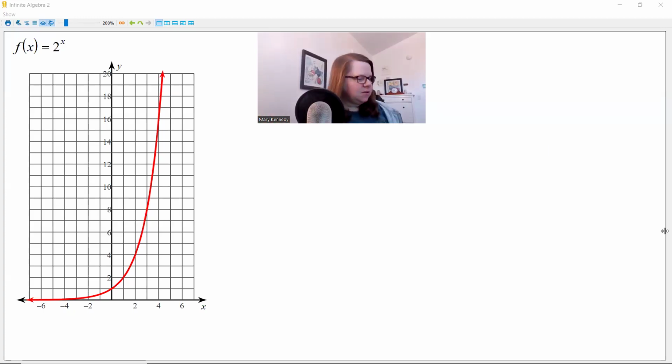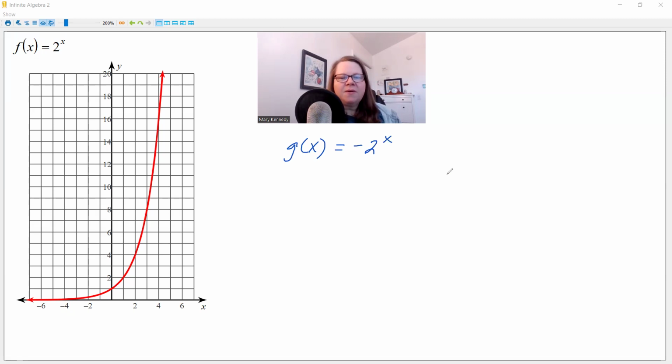All right, let's talk about some transformations when it comes to exponential functions. And this one, we have sort of like the basic function for exponentials. This is called the parent function. And so let's say that you're given not another f of x, but a g of x, and you're given negative 2 to the x power.